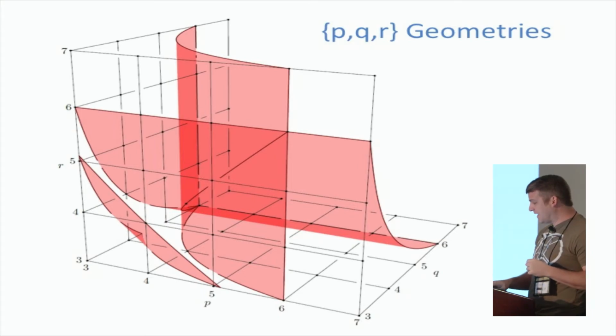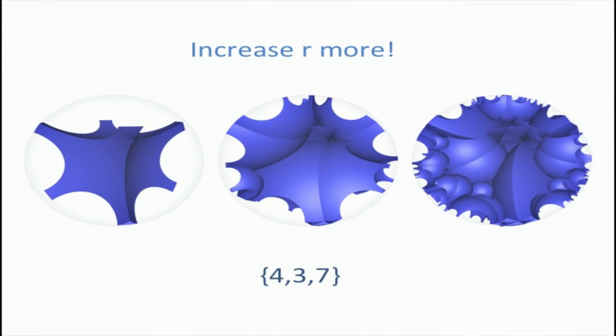And what I want to do next is go beyond those surfaces. So we can all count to six. We want to count to seven. Can we fit seven around an edge? Yes, we can. And what we have to give up is the finiteness of the cell.